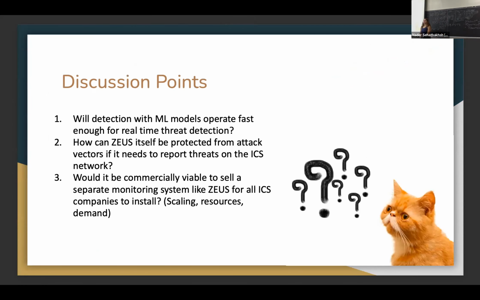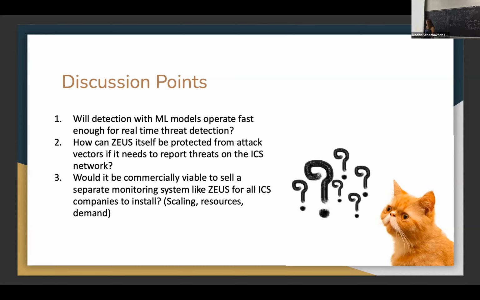Yeah, so finally, we just have some discussion points, moving on to the future of Zeus. As we talked about the trade-off between speed and accuracy, will the ML models be fast enough to detect threats for the system to respond in time? Because this is large scale infrastructure. If they get attacked, they need to know to instantly shut it down.